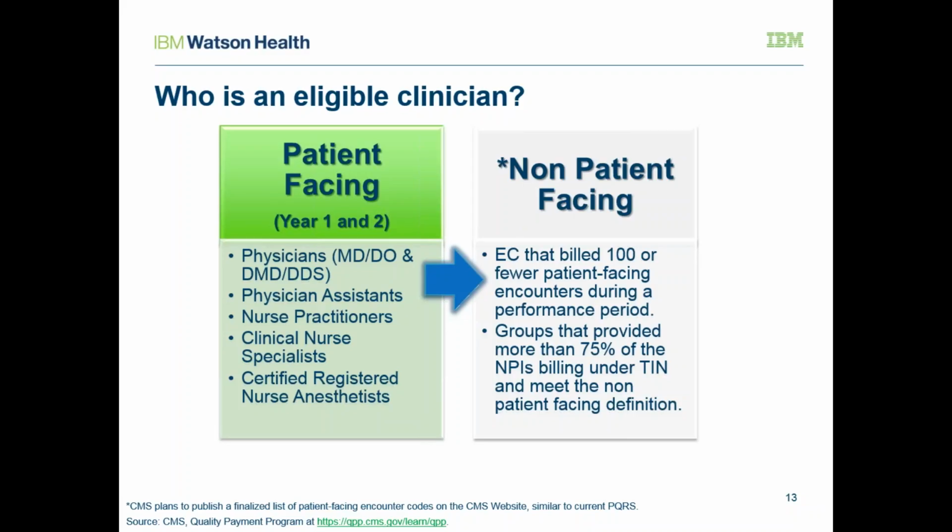And also for groups that are providing more than 75% of their MPIs billing under a TIN, and they also meet that non-patient-facing definition, they will be grouped into non-patient-facing. And the reason why this matters is that non-patient-facing clinicians will be grouped with the small practices and rural practices in terms of the improvement activities category specifically. And so you have a smaller number of reporting requirements that comes into play.